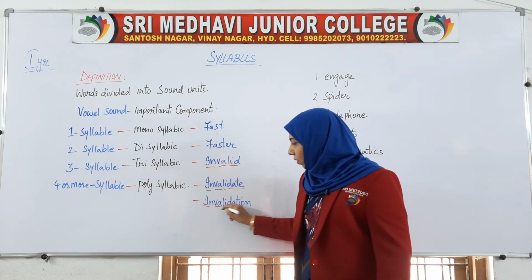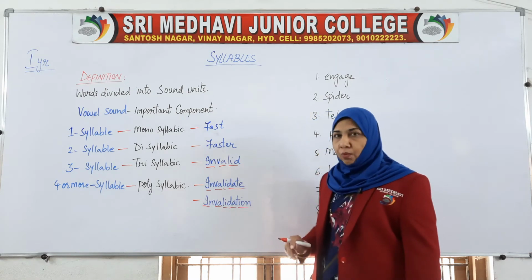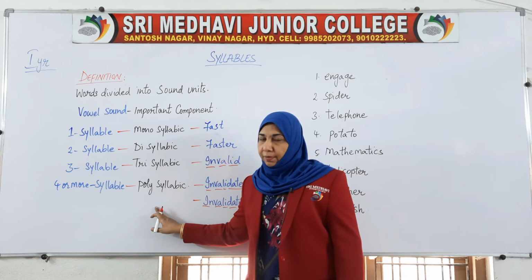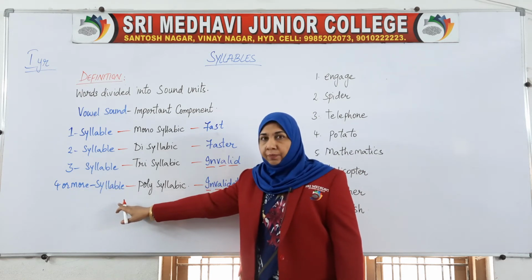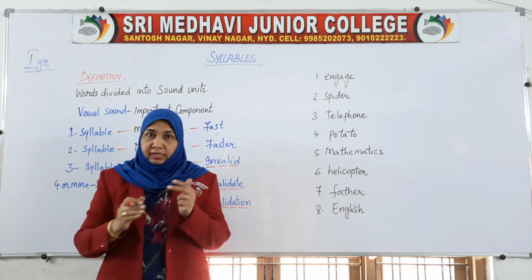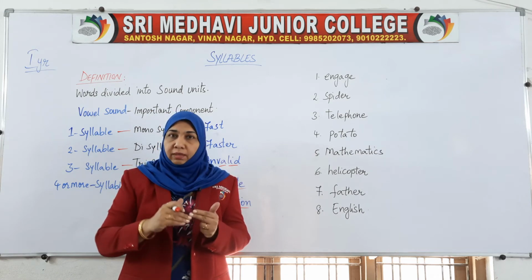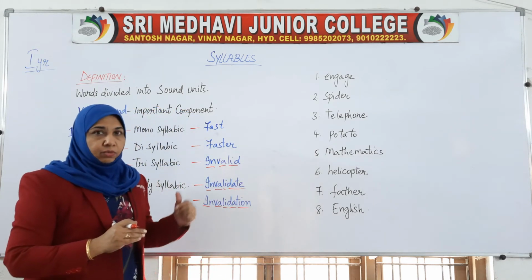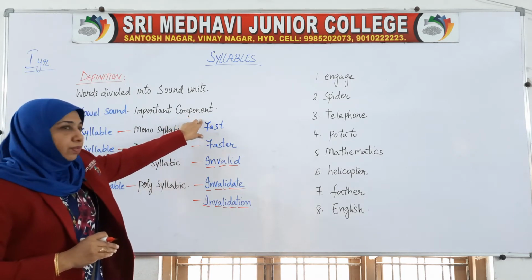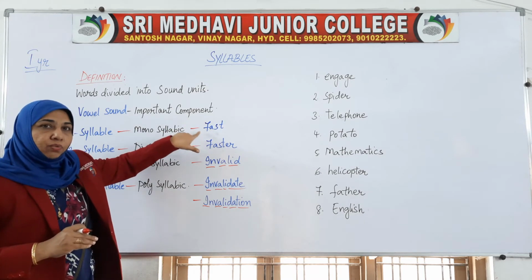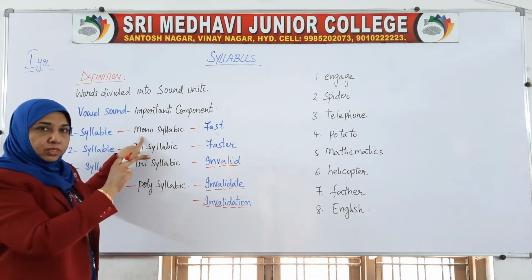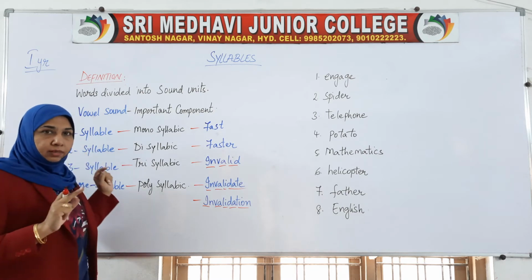Now next, invalidation. How many? Five. One, two, three, four, five. Again it falls into the category of polysyllabic word. You can write it in both ways in the examination. When you understand how many syllables the word has, then you can easily write it down. If you want to write monosyllabic, go for that. For example, they will give you one word, fast, and you have to find out whether it is monosyllabic or disyllabic. So when you find it is mono, you can write monosyllabic or you can write one syllable.